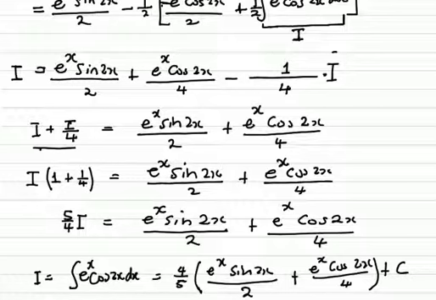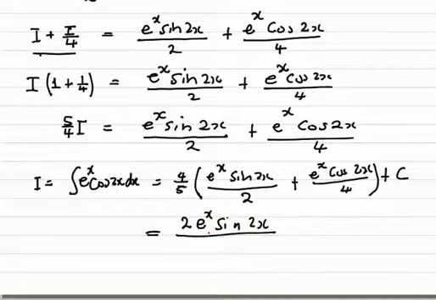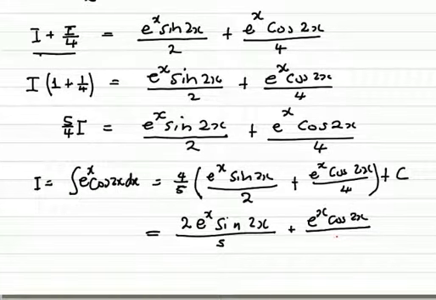What is left now is just to simplify this integral, which you can do as follows. This 2 and that 4 will simplify, so you get 2 e to the power x sine 2x all over 5. And then on this side we're going to have e to the power x cosine 2x all over 5 plus c. Let me just double check that this is correct.